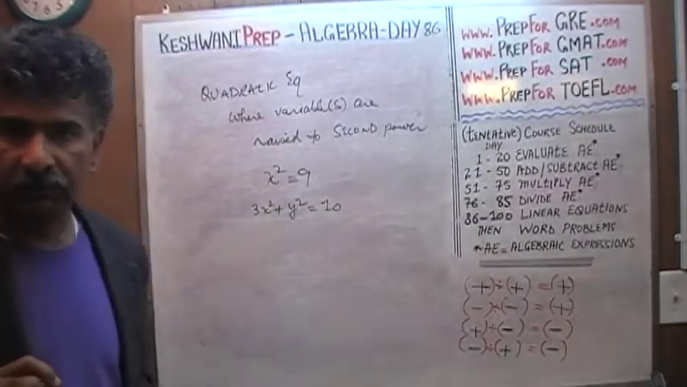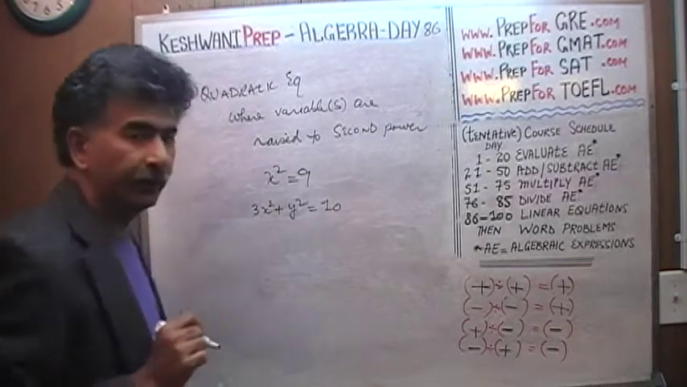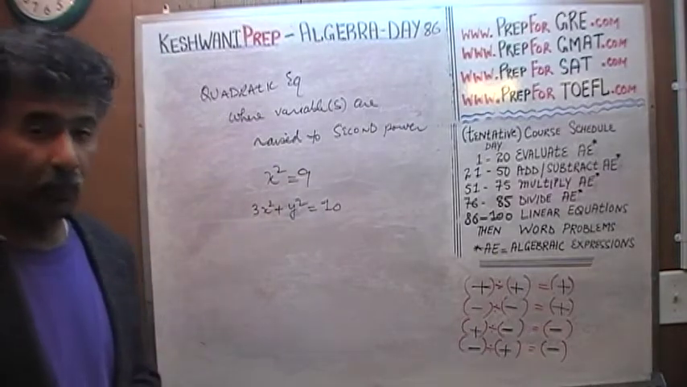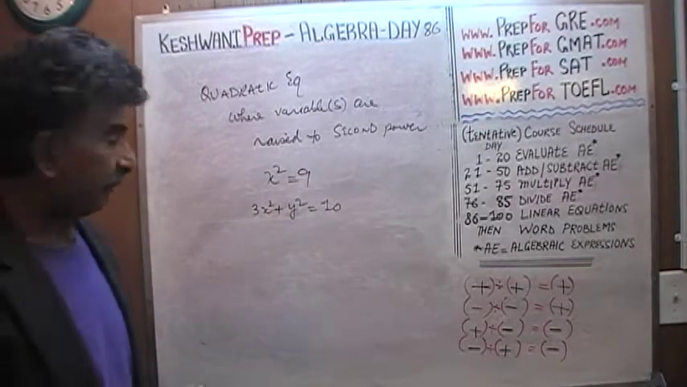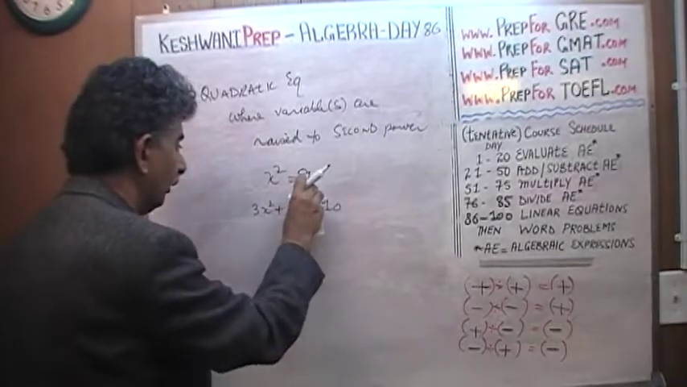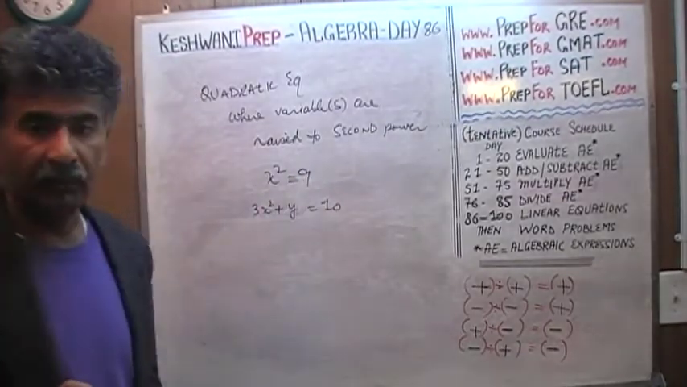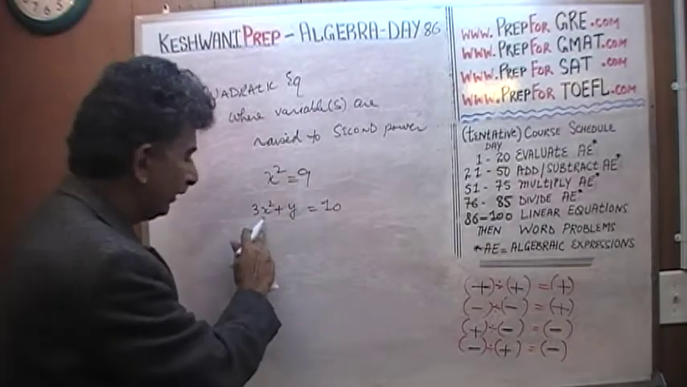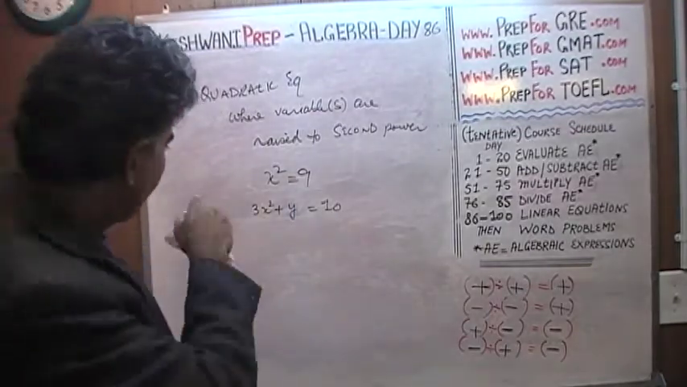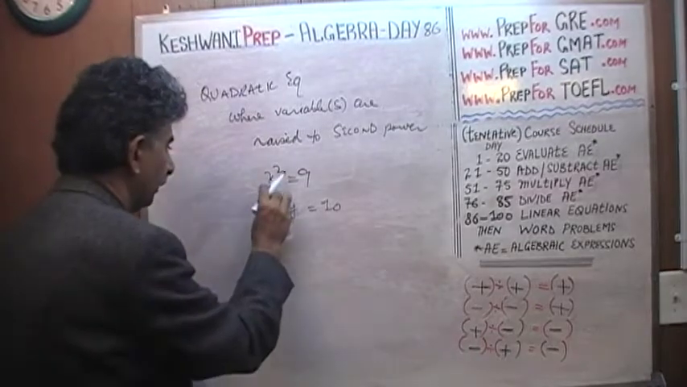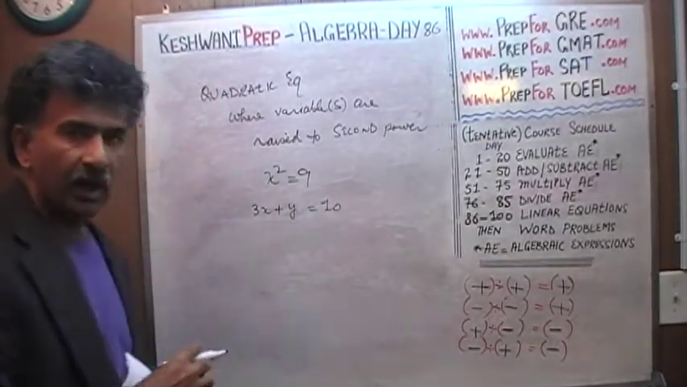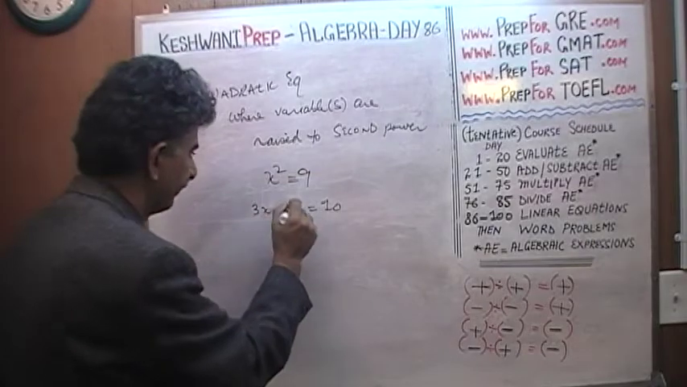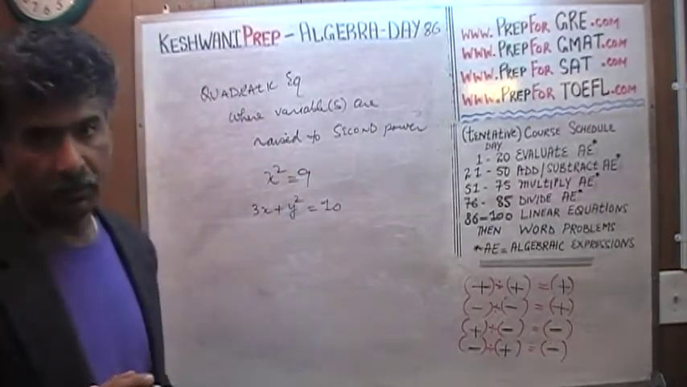Here we have two variables. They are both raised to second power. It's a quadratic equation. But both of those variables need not be raised to second power. All that is required for it to qualify as a quadratic equation is that at least one variable is raised to a second power. 3x squared plus y is a quadratic equation. 3x plus y squared is a quadratic equation.